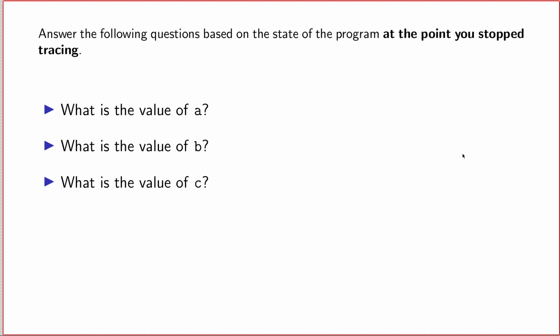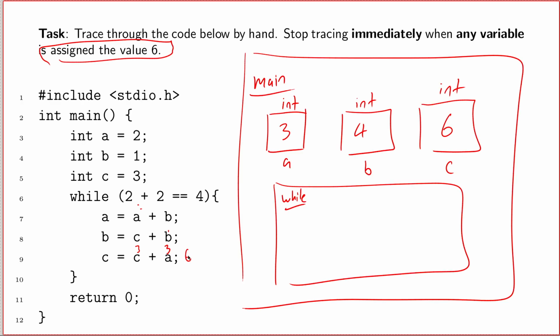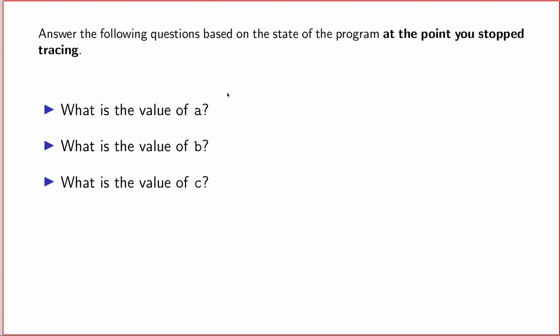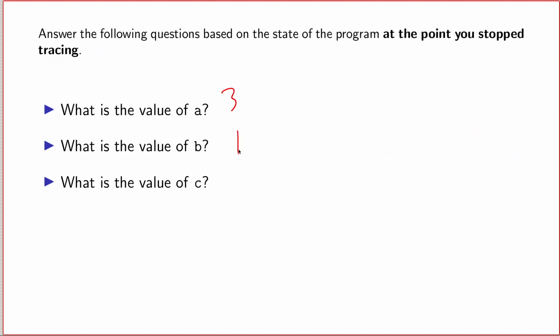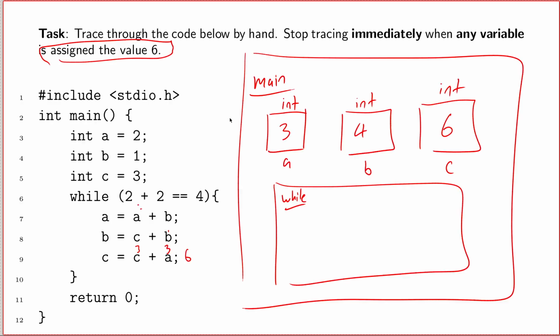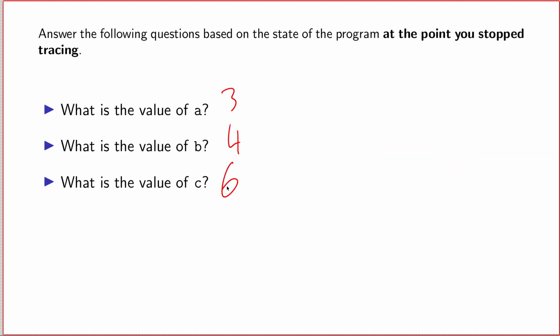What is the value of A? So at this point in the program where I stopped, there's only one variable called A, so there's no need for any complicated phrasing like what happens if I put a printf statement. It's unambiguous. The value of A is 3. What's the value of B? The value of B is 4. And what's the value of C? The value of C is 6.